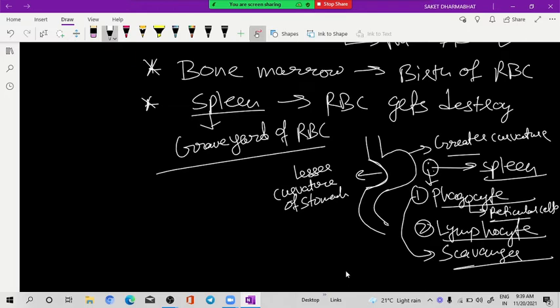And second is lymphocyte. What is happening in the blood? If any foreign pathogen or microorganism has come in the blood, this lymphocyte will kill that microorganism. That's why it is also called as what? Filter of blood.